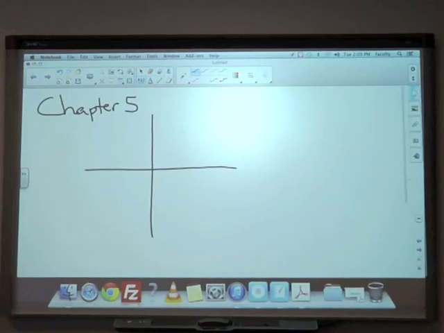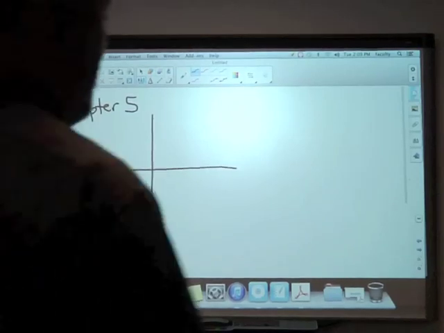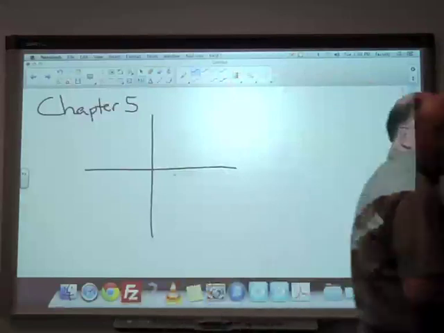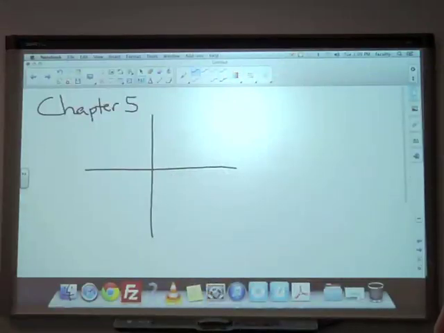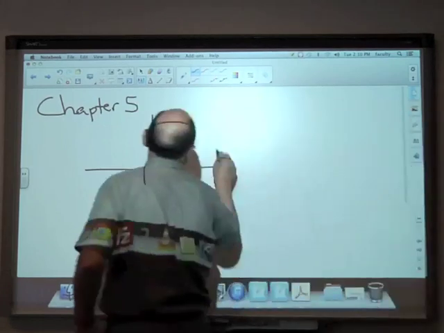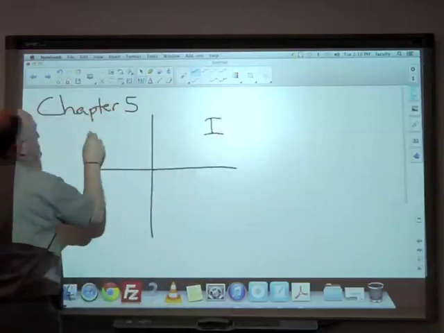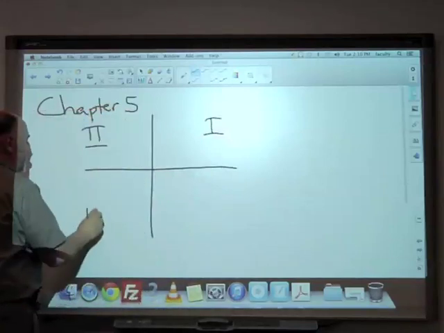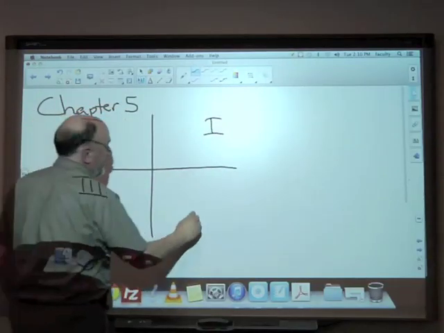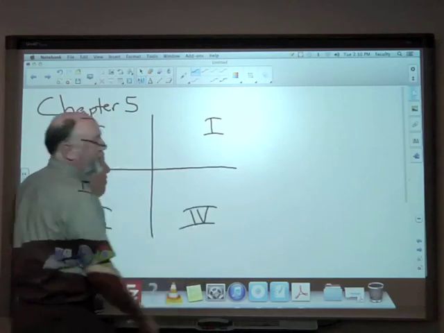Right. So for today then, chapter 5. If we look at an X and Y coordinate system, we can break it out into quadrants. So this would be quadrant 1, this is quadrant 2, this is quadrant 3, and that would be quadrant 4.